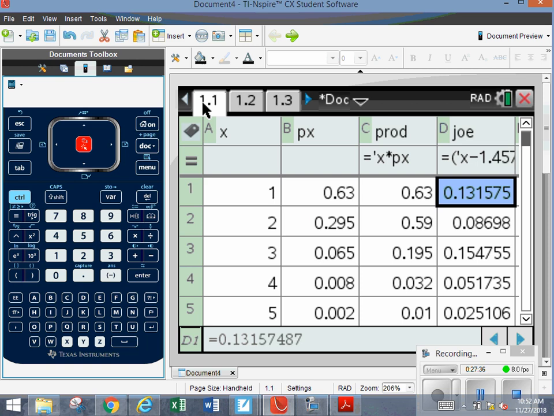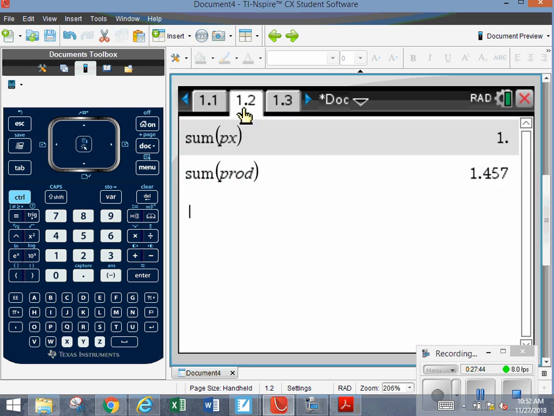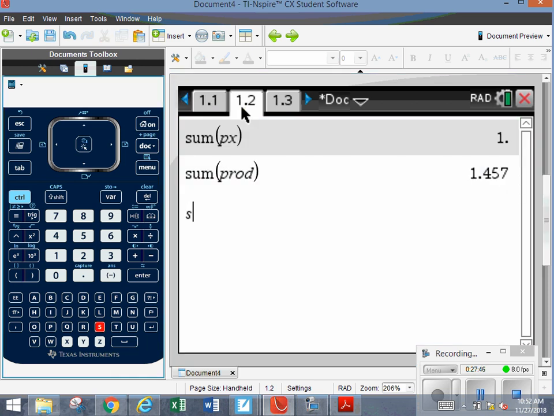So now, what do I need? I need the sum of all of those things, right? I need to add them all up. So I will go back to my calculator, and I will hit sum. And so that is going to be our variance.